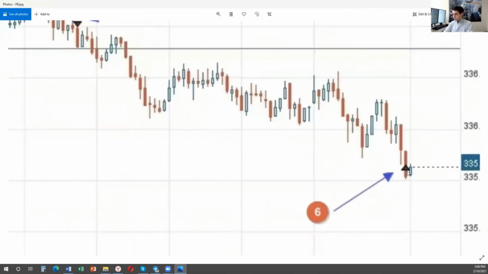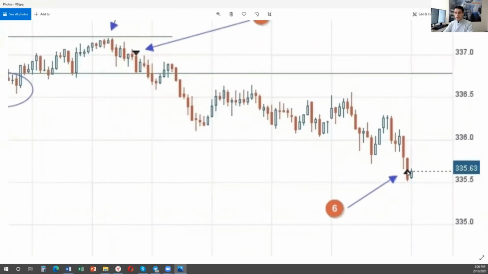So, six. Closing the position based on the natural volatility of the instrument.